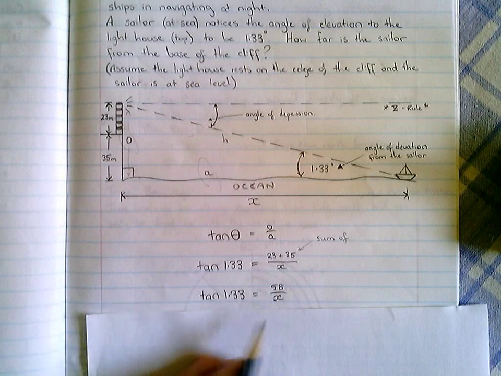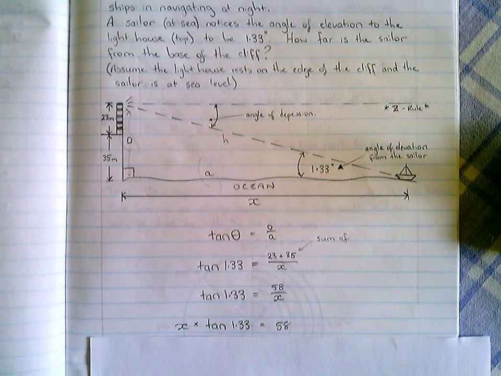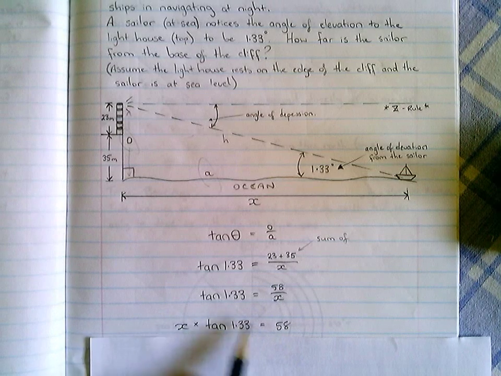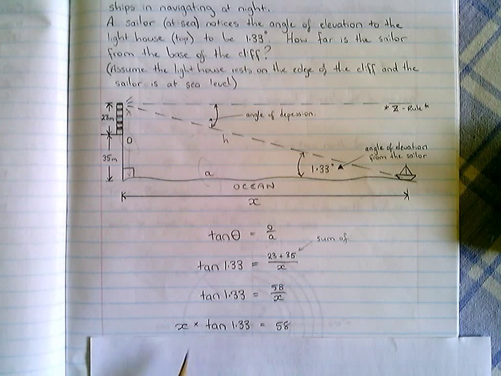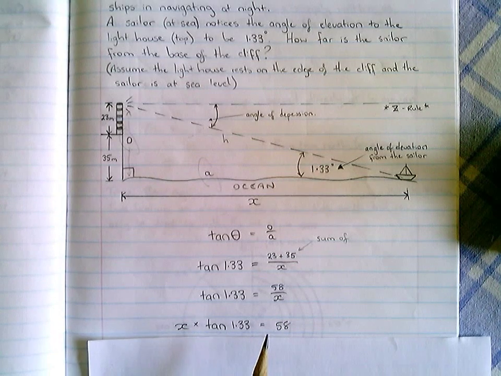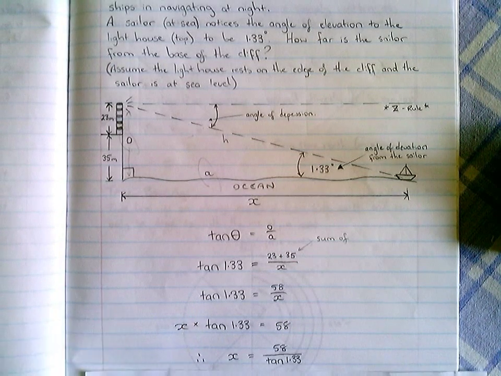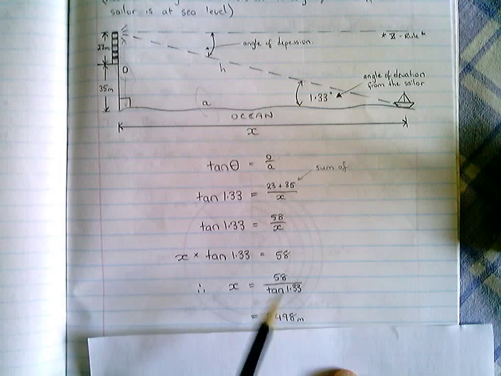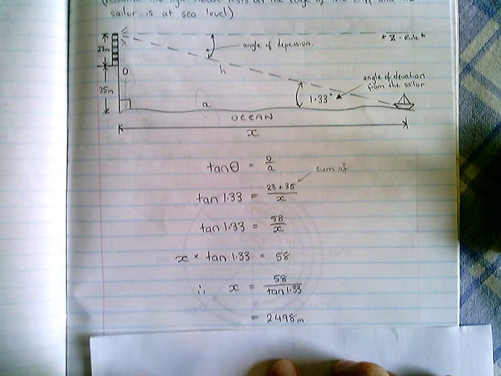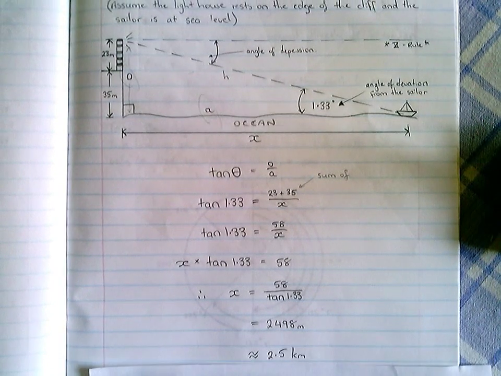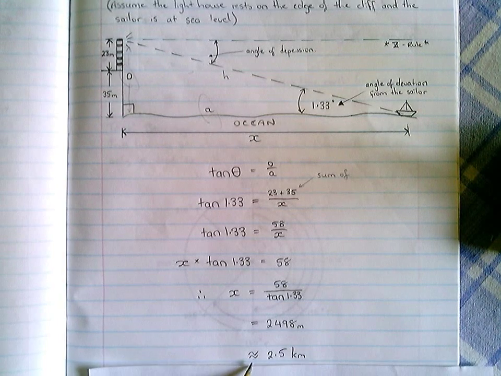Then it's just a matter of rearranging to solve for x. I'm going to move x to the other side by multiplying, which will leave my 58 on the right hand side. Then I want to move the tan 1.33 to the other side so that I've just got x remaining on the left. To remove this from this side I have to divide by tan 1.33. What I do to one side I must do to the other, therefore I have to divide 58 by tan 1.33 to get my x. Therefore x equals 58 divided by tan 1.33. A calculator will give you the value in metres, because all the other units we used up here were in metres, which I rounded to 2.5 kilometres, which suggests an approximation.